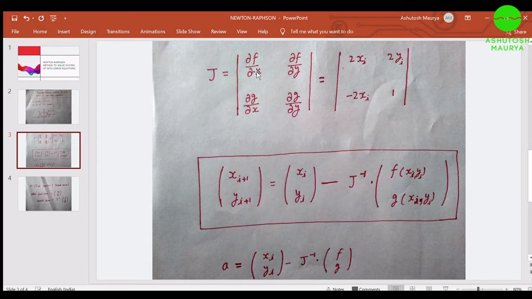J is this matrix: dou f by dou x, dou f by dou y, dou g by dou x, and dou g by dou y. In our case, dou f by dou x is equal to 2x, dou f by dou y equals 2y, dou g by dou x equals minus 2x, and dou g by dou y equals 1. We will be taking this whole term as A, this term as the first term, and this term as the second term. So A is this.